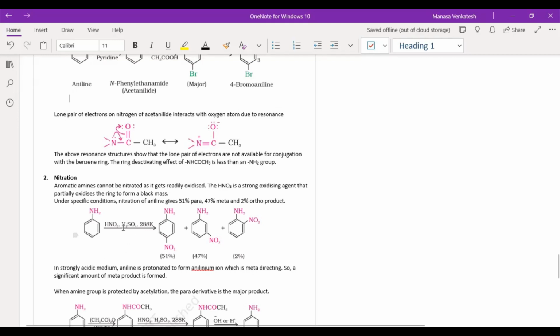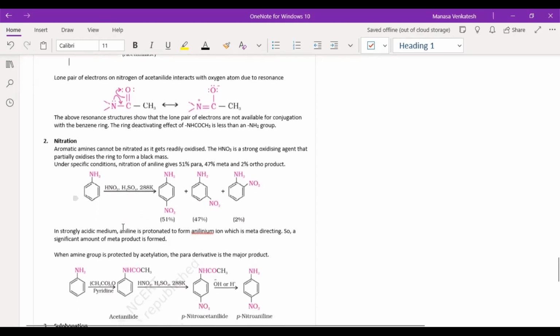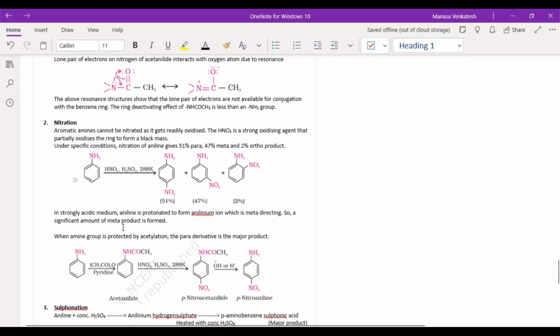Aniline as such is a base, and it will get protonated to form the anilinium ion. This anilinium ion is actually meta-directing and not ortho-para, and because of that, we get the meta product as one of the important products which are formed.